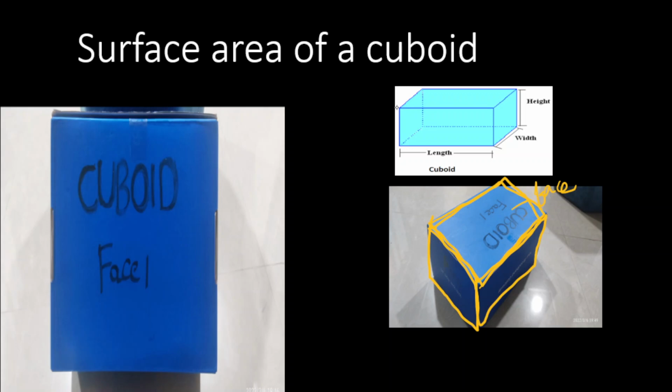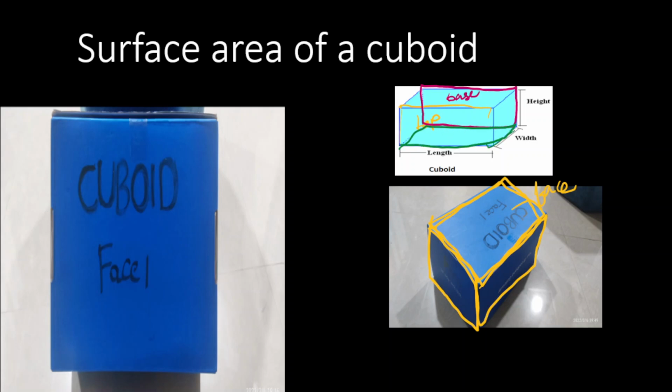And here we can see the transparent cuboidal box, and here we can see all the faces of a cuboid. This is the top face of the cuboid, and here we can see the base of the cuboid. This is the base of the cuboid, and this is the side face of the cuboid.